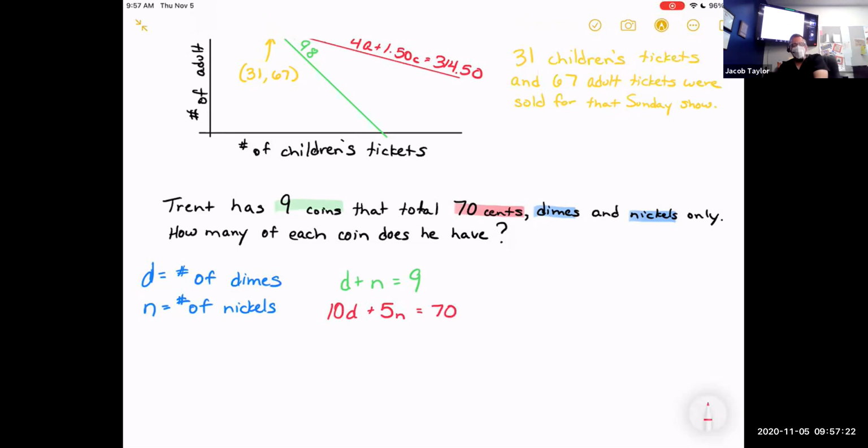I could have done 0.10D plus 0.05N equals 0.70, but for God's sake, why would I put decimals in there if I don't have to? That just seems like the worst idea.